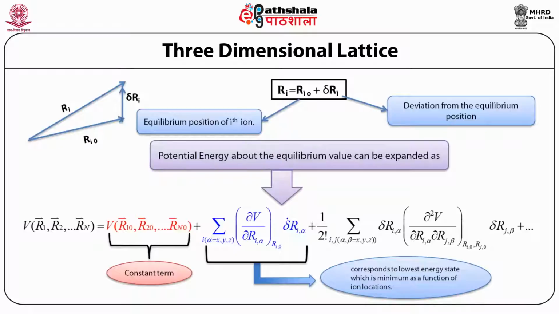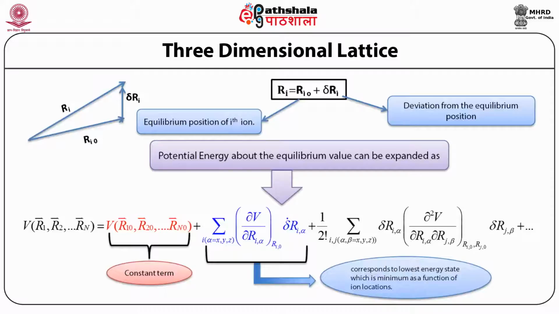Now this figure also shows you the mathematical formulation which I had just said. As you can see from this figure, the relation Ri is equal to Ri naught plus delta Ri is very clearly depicted here, simply a vector addition. At the equilibrium positions, that is R10, R20, till Rn0, the n ions, the potential energy has a minimum at this point. That is, going back to the formulation of the potential, V as a function of R10, R20 till Rn0 is the minimum.